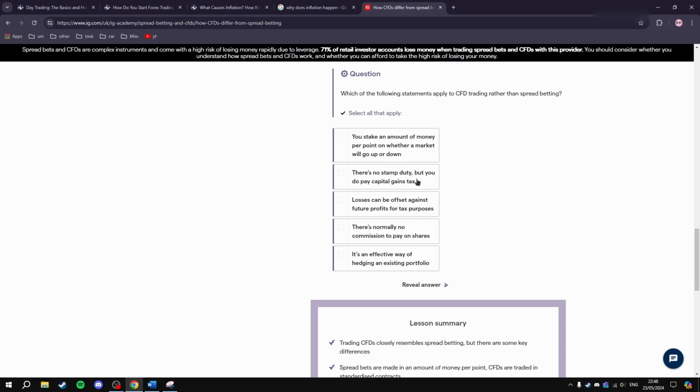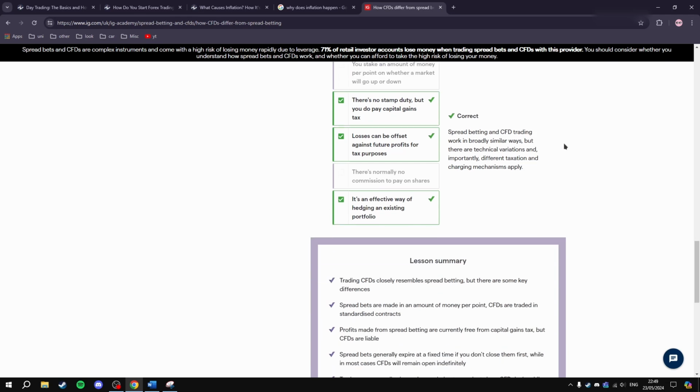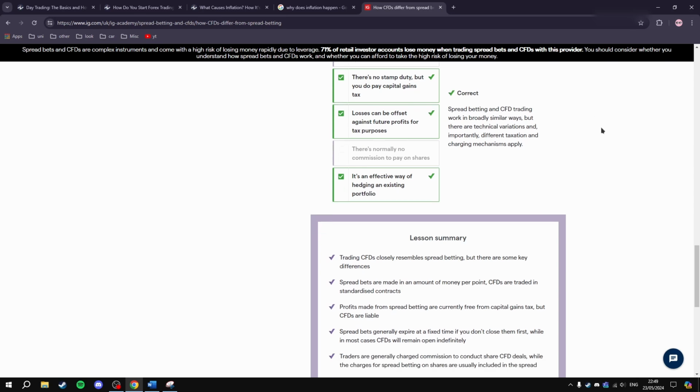Note that, yep, CFD losses can be offset. CFD normally no commission, that's not CFD. Effectively hedging that. Spread betting and CFD trading work in broadly similar ways, but there are technical variations and importantly, different taxations and charging mechanisms apply. So there's no stamp duty, you do have to pay capital gains tax, losses can be offset against future profits. For tax purposes, it's an effective way of hedging an existing portfolio.